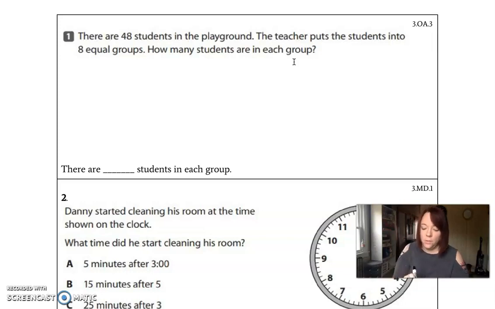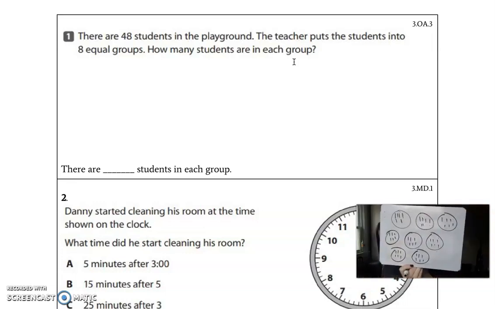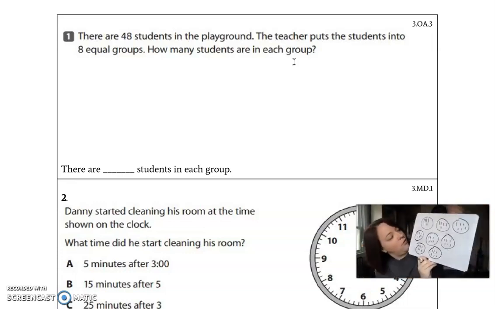Ready? 1, 2, 3, 4, 5, 6, 7, 8, 9, 10, 11, 12, 13, 14, 15, 16, 17, 18, 19, 20, 21, 22, 23, 24, 25, 26, 27, 28, 29, 30, 31, 32, 33, 34, 35, 36, 37, 38, 39, 40. Whew, not there yet. 41, 42, 43, 44, 45, 46, 47, 48. We are there. Let's see how many we have in all the circles.